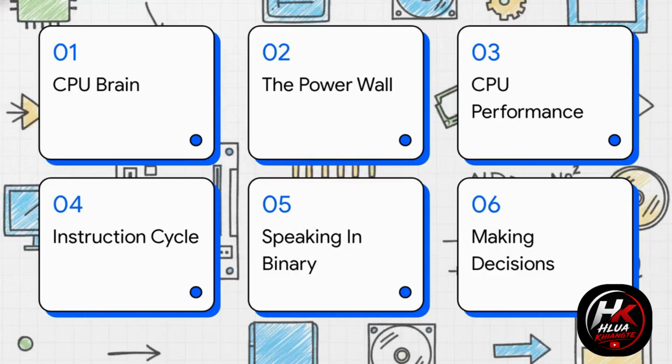Well, here's our roadmap for the journey. 1. The brain of the computer. 2. Evolution and the power wall. 3. Measuring CPU performance. 4. The core instruction cycle. 5. Speaking in binary. And finally, 6. How computers make decisions. We're going from the macro hardware all the way down to microscopic logic.